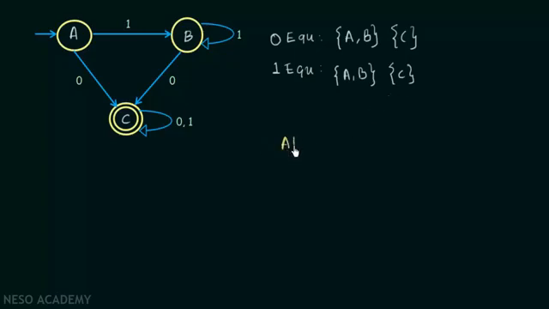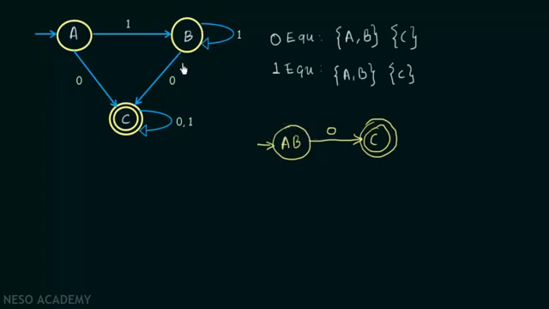So A and B will now be a single state and then C will be another state, and since C was the final state, here also C will be the final state. And here since A was the initial state, here AB will be the initial state because A is over here. Now let's see where does AB go on getting input 0 and 1. So we see that on getting input 0, both A and B are going to C. That means AB will go to C on getting input 0.